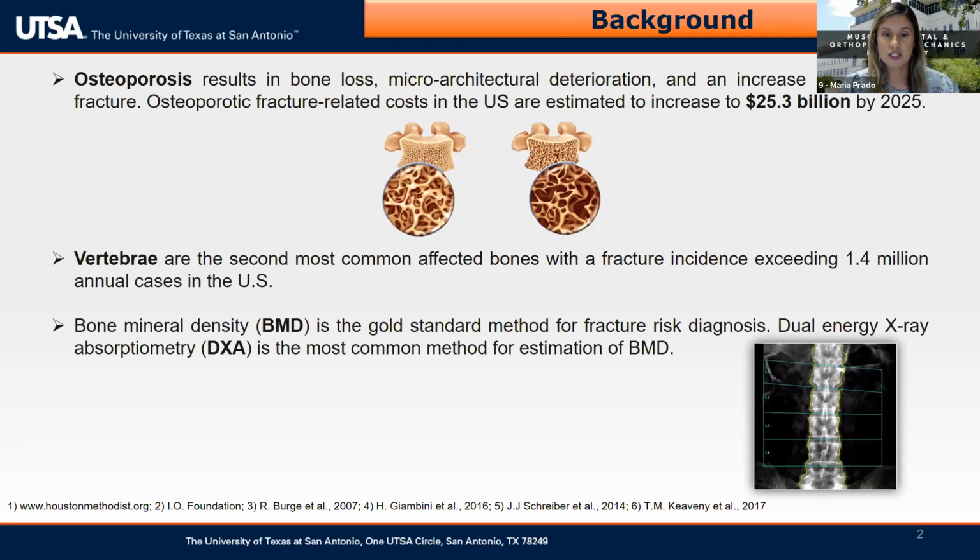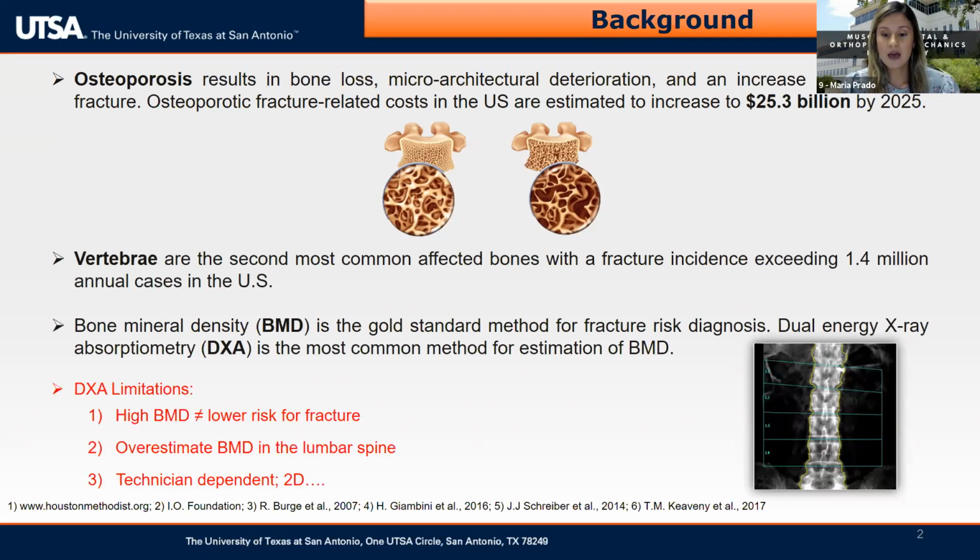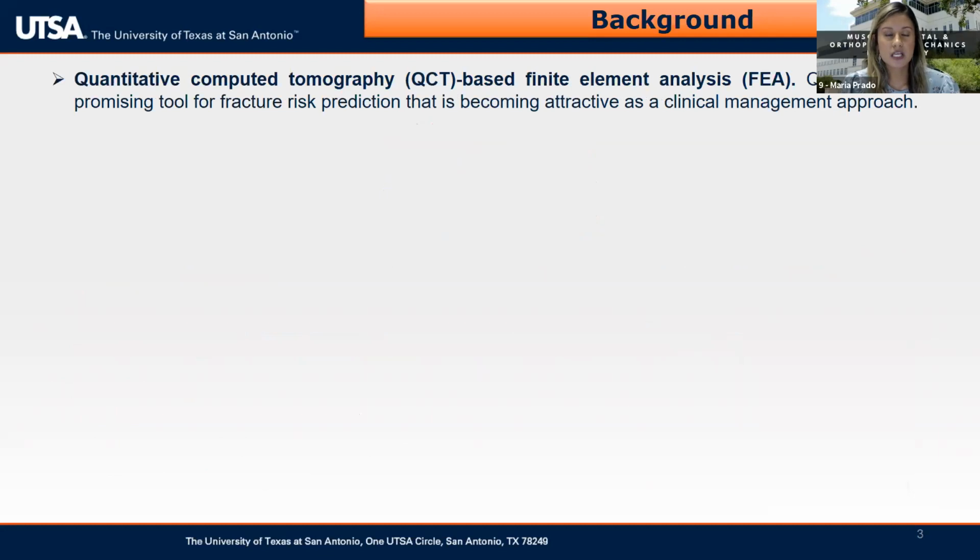Bone mineral density is the gold standard method for fracture risk diagnosis, and DEXA is the most common method for estimation of BMD. However, DEXA presents several limitations, including that it overestimates the BMD in the lumbar spine, and that it is not able to assess the three-dimensional details of the vertebrae. To overcome these limitations, we propose the use of quantitative computed tomography-based finite element analysis. QCT-FEA is a promising tool for fracture risk prediction that is becoming attractive as a clinical management approach.